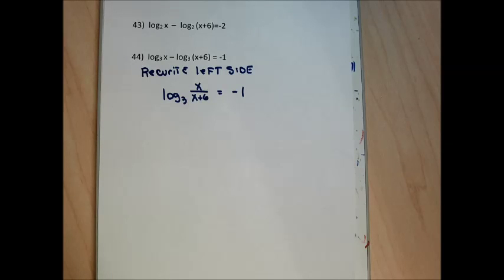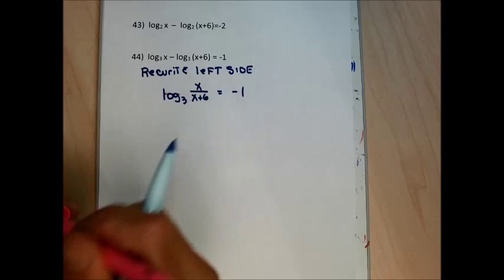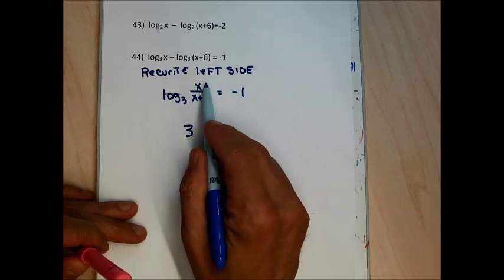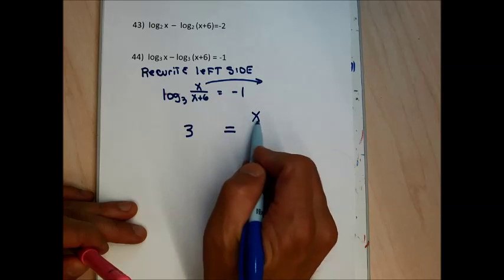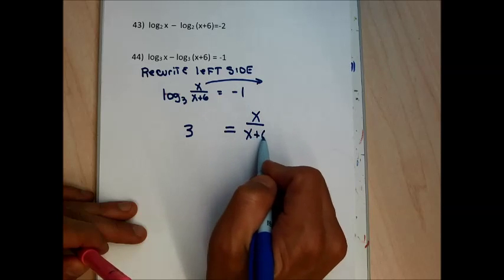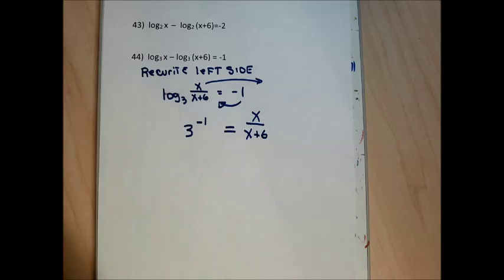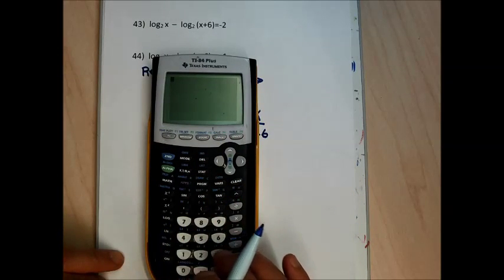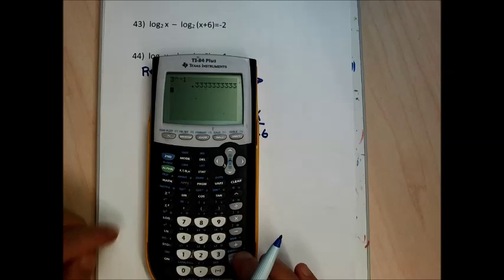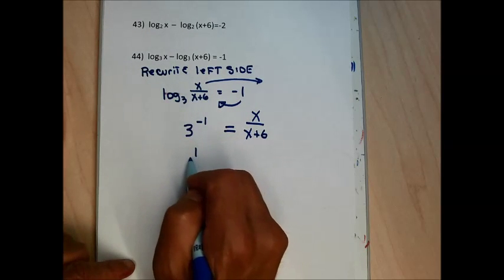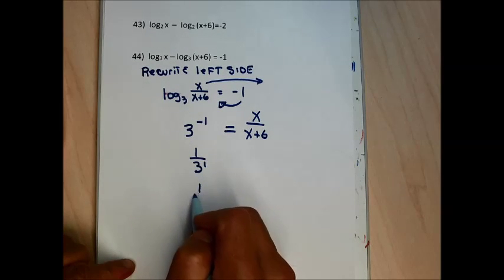Now that I have each side of the problem written with only 1 log, I'm going to go to the cross out mode. So I'm going to cross out the log. I'm going to leave the 3 on the left side. I'm going to leave the equal sign where it's at. I'm going to move this ugly fraction over to the right-hand side and make it on the same level as the 3. I'm going to move the negative 1 to the left-hand side and make it an exponent. 3 to the negative 1 power is equal to 1/3. If I did that on my calculator, 3 up arrow negative 1 and did math, enter, enter, I get 1/3. 3 to the negative 1 power is the same as 1 over 3 to the first power, which is 1/3.